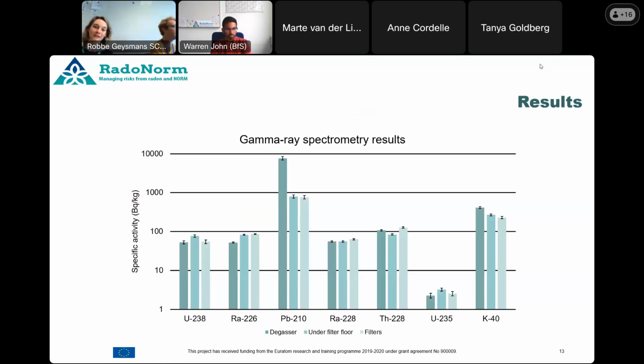So with the gamma ray spectrometry of the samples, these results came out. First, I have to note that the axis of the specific activity is in logarithmic scale. So also that actually the lead-210 content is of course much higher than all the other radionuclides. Seeing from the analysis of these samples, the content of all the radionuclides remains under the exempt limit. So this can be seen as actually normal waste and does not have to be treated and will not fall under the regulation of radioactive waste.